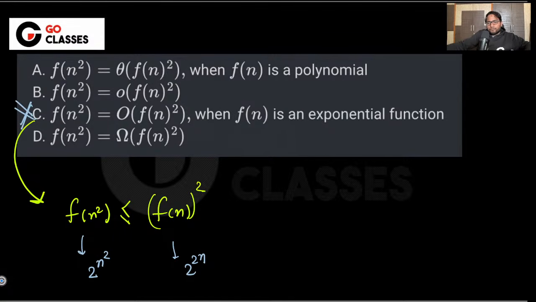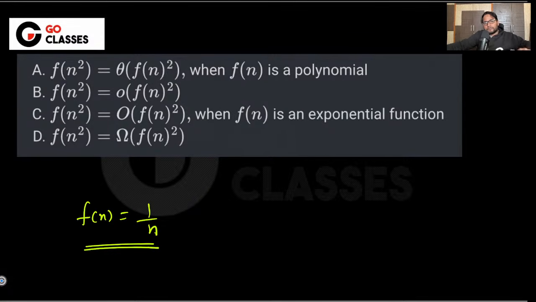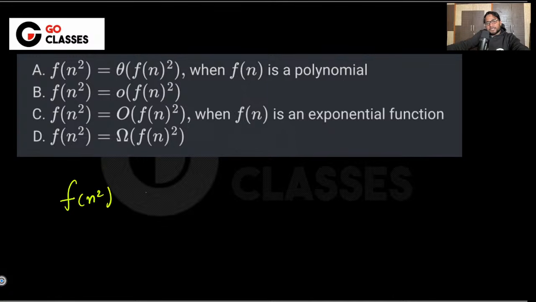What about D? What do you think? Okay, in C even they have given the exponential. Okay, this is an exponential function. This is a good hint. What about D? Can I say that f of n square is greater than or equal to f of n whole square always? What do you think? Just think about it.